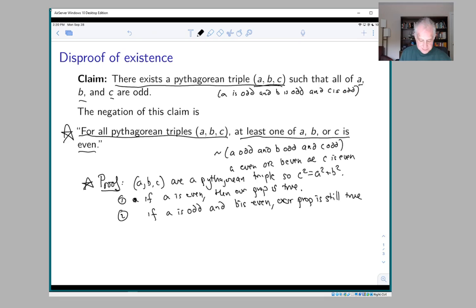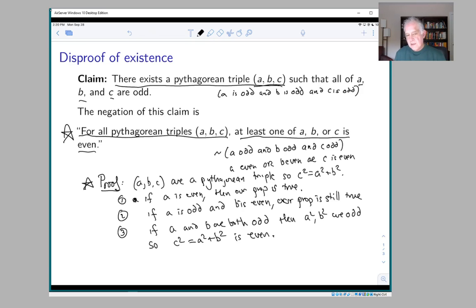Because b is even. And lastly, if a and b are both odd, then a squared and b squared are odd. So c squared, which is a squared plus b squared, is even because it's a sum of odd numbers. And if c squared is even, then c is even.